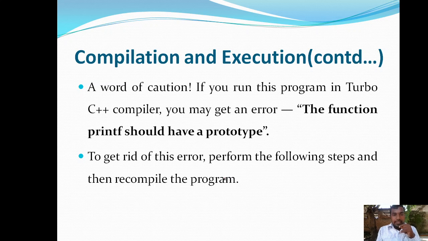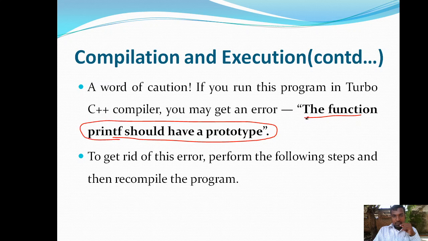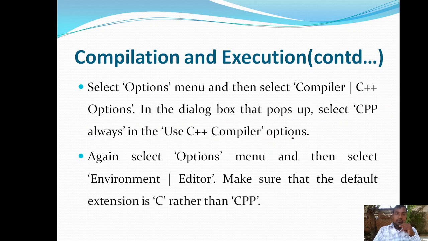Here is a caution. If you run this program in the Turbo C++ compiler, you may get an error: the function printf should have a prototype. To get rid of this error, perform the following steps and then recompile the program. Go to the Options menu and select Compiler, then C++ options. In the dialog box that pops up, select CPP always and use the C++ compiler option.